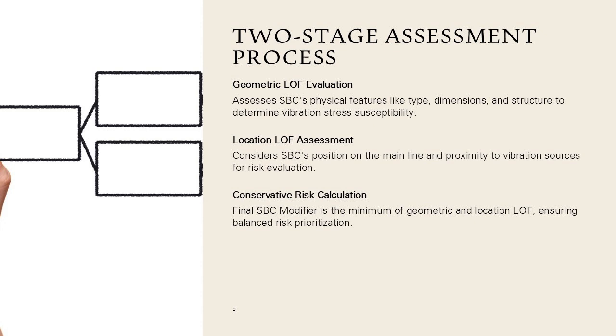The methodology also accounts for cases where the mainline LOF is unknown or exceeds 1.0, in which case the location LOF defaults to 1.0, making geometry the dominant factor. This structured process provides a clear framework for engineers to prioritize SBCs for inspection and remediation.